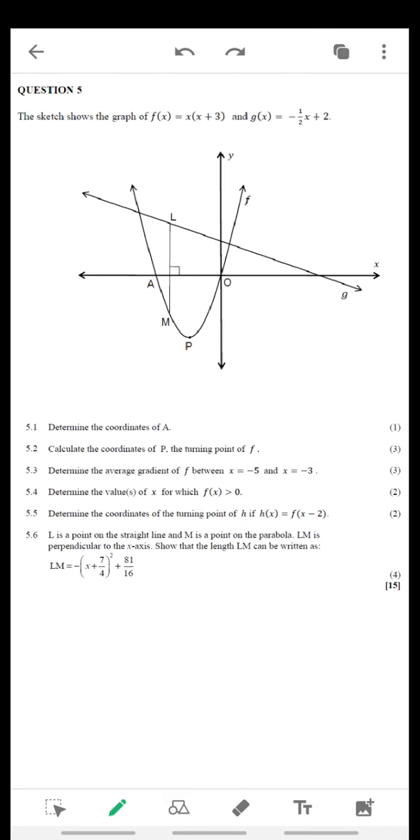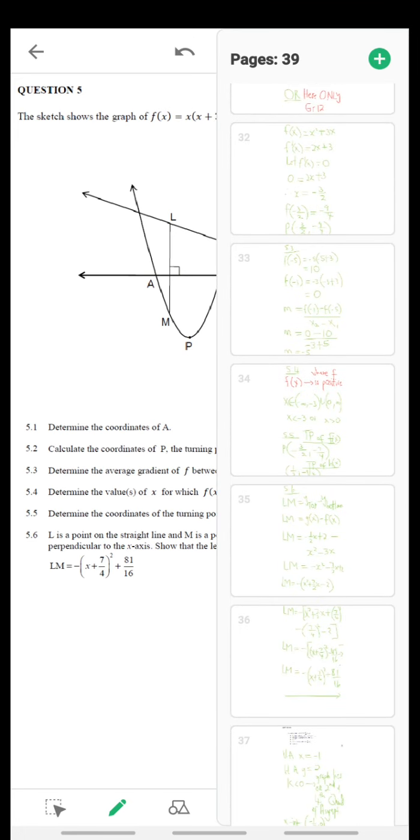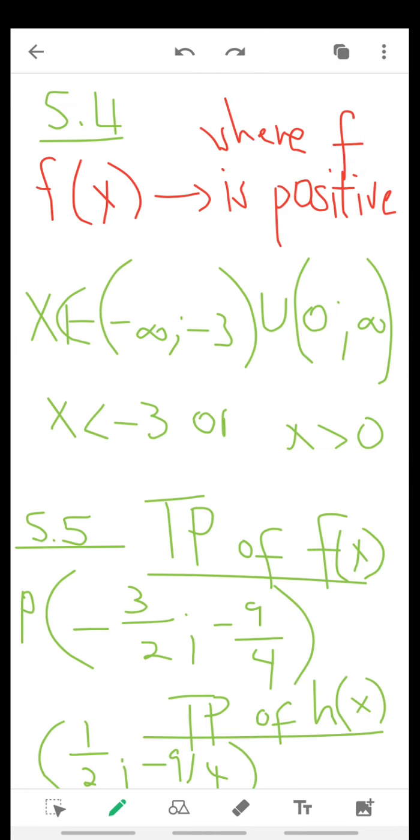In 5.5, we are required to determine the coordinates of the turning point of h. You are given that h of x equals f of (x minus 2). This means on the function f, I have shifted f 2 units to the right. For me to find the coordinates of the turning point of h, only the x coordinate of the turning point of f is affected. So I'm going to add 2 to the x value of the turning point of f. But the y coordinate of f will remain the same, which will be the same for the y coordinate of h. Very easy. So what is happening here is that the turning point of f was (minus 3 over 2, minus 9 over 4).